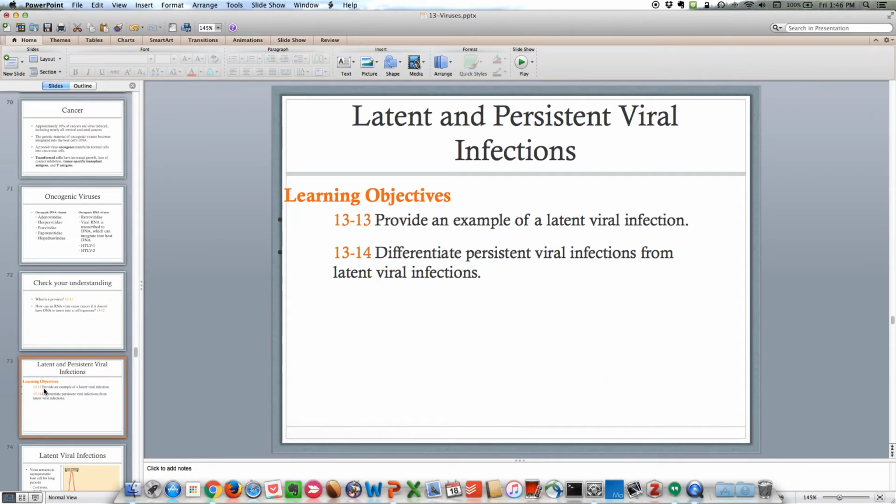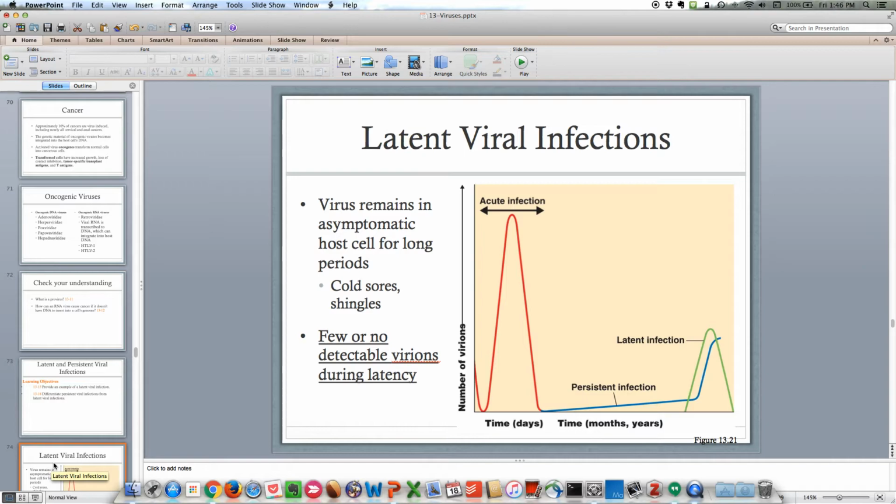So now I'd like to talk a little bit about latent versus persistent viral infections. And so what we're talking about with this is basically the titer or concentration of viruses over time during an infection. If we look at a chart, this is number of virions over time, starting out with a relatively short period of time of days and then longer periods of time of months or years.